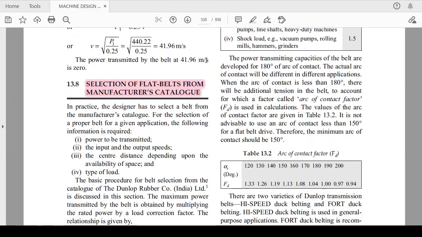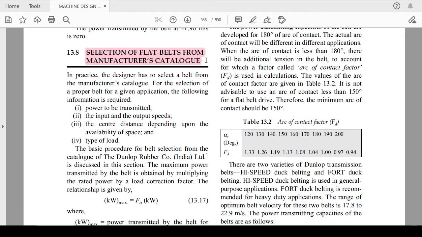Now let's see how you can select the flat belt drive from the manufacturer's catalog. For the selection of any belt drive, this information is required: power transmitted, input and output shaft speeds, center distance depending on the availability of space, and type of load. These four values should be known to you for the selection of any flat belt drive.